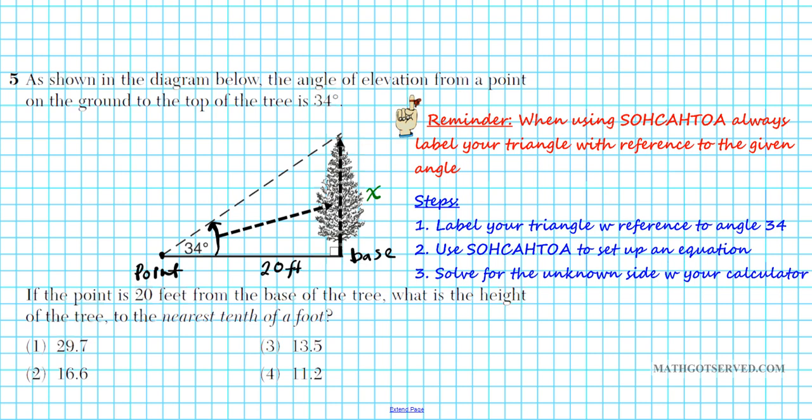So always label your opposite first. Why do I say that? Because the hypotenuse is normally easy to figure out. How do you find your hypotenuse? The hypotenuse is always opposite the 90-degree angle. Okay, whatever the 90-degree angle is, the side opposite it is the hypotenuse. Hard to miss. And then the other side is the adjacent. Okay? All right, so that goes the adjacent right there.